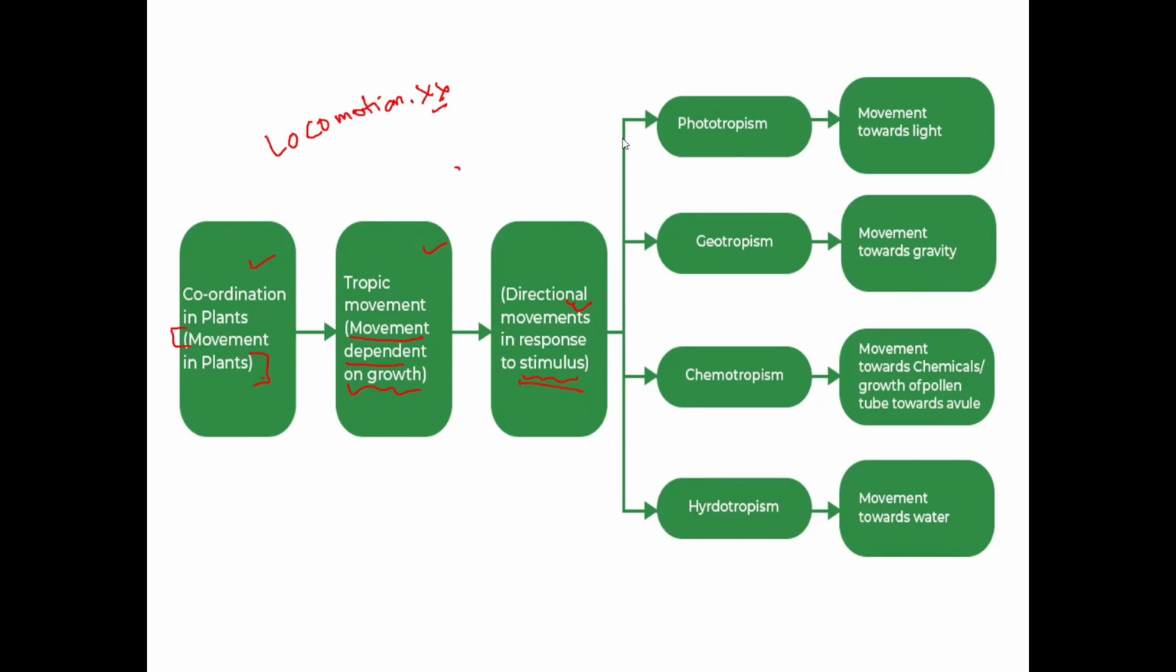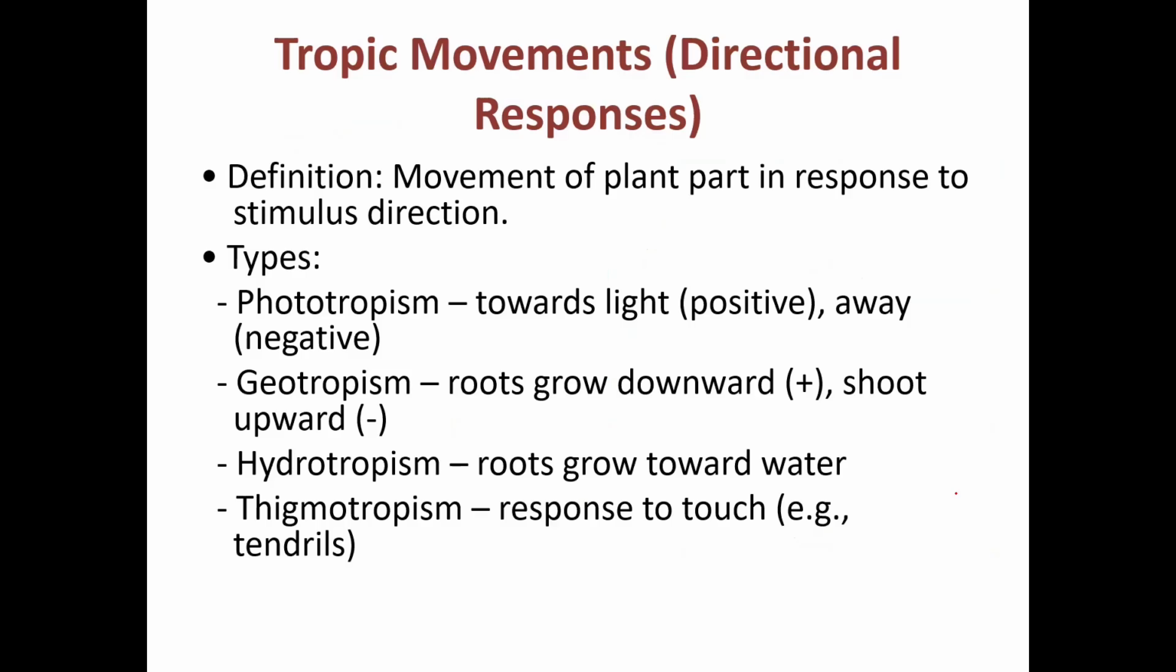These are all distributed into four parts. How does a plant react towards stimulus, right? So phototropism, movement towards light. Geotropism, movement toward gravity. Chemotropism, movement toward a chemical, like growth of the pollen tube towards the ovule. Hydrotropism, movement towards water. So basically plants show two main types of movement.